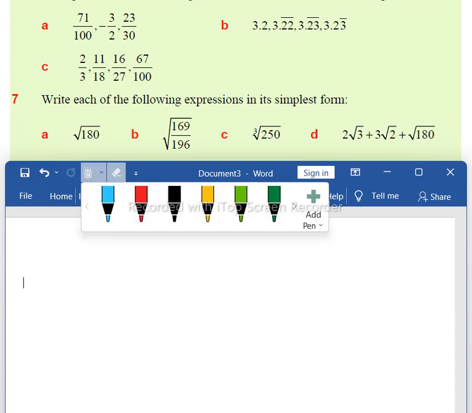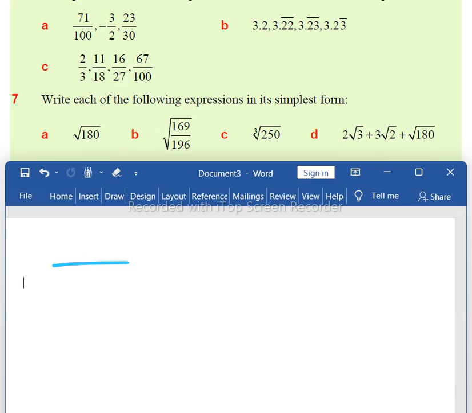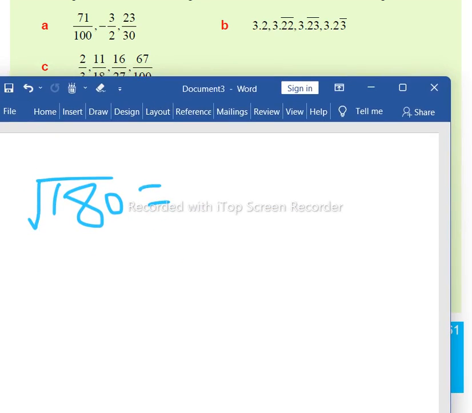Under letter A we have an equation like this. 180 means, as we know, 9 times... so 180 means the same as we can write this equation in the form of 4 times 9 times 5. We can write this equation like this.